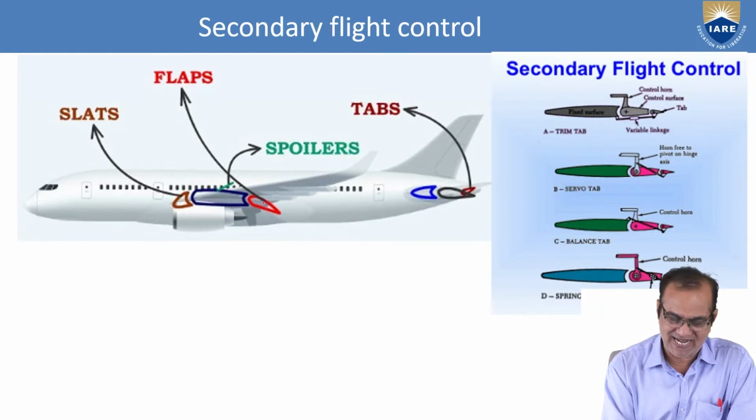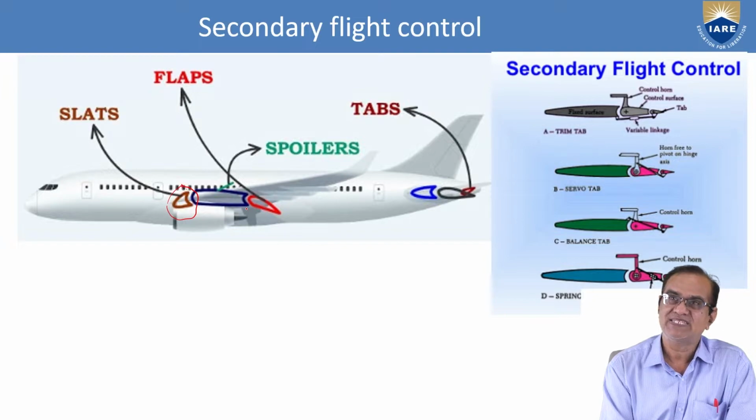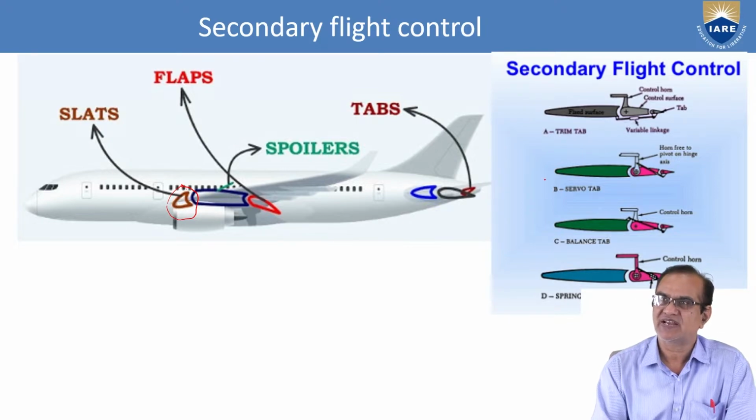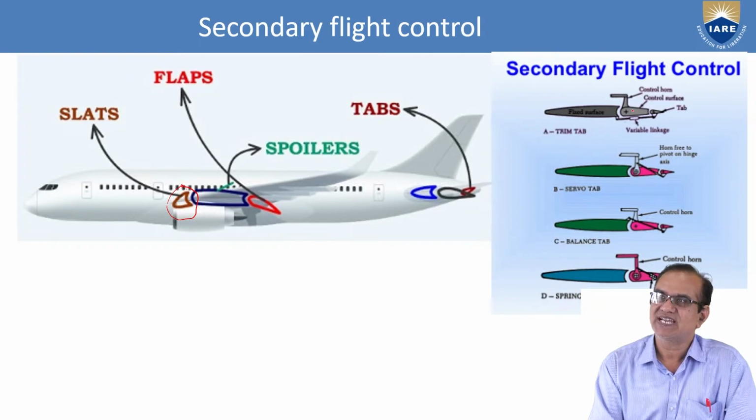Here we have the slats. Slats are ahead of the leading edge. This one is a slat, and the flaps are behind. That is called the trailing edge. The flaps are on the trailing edge, and the spoilers are at the center. We are putting the spoiler, and here we have these trim tabs. So these are a few secondary flight control systems which are used here, and how these things are operated. Secondary flight control, you can see here: it is a flap, and here is a trim tab, a servo tab is here, and a balance tab is also here.